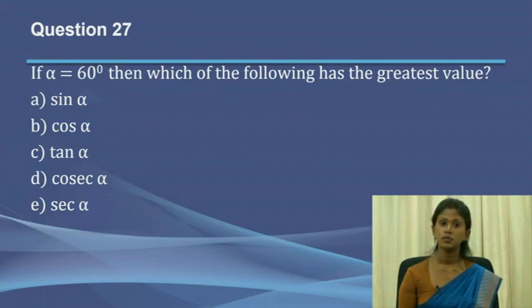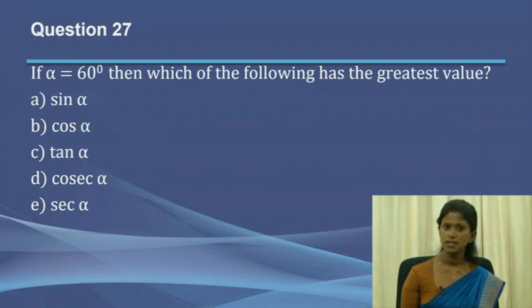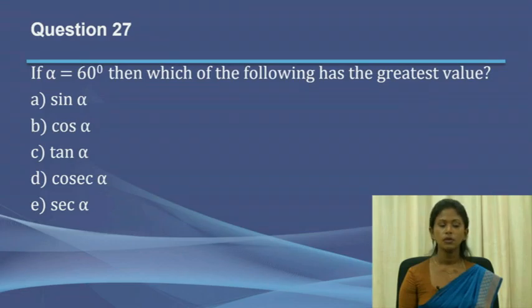It's question number 27. In question number 27, they are given alpha equals 60 degrees, then which of the following has the greatest value? So the answers contain sin alpha, cos alpha, tan alpha, cosec alpha and sec alpha. Normally, if you know the sin alpha and the cos alpha, then you can find the rest, that means tan alpha, cosec alpha and the sec alpha.